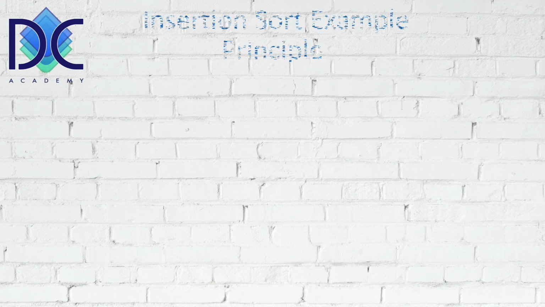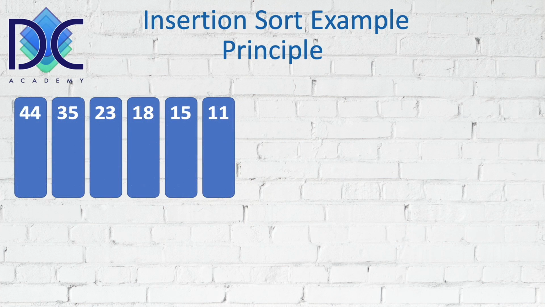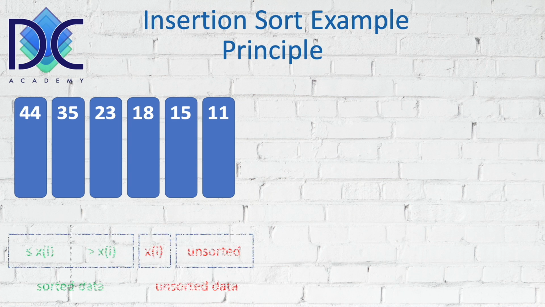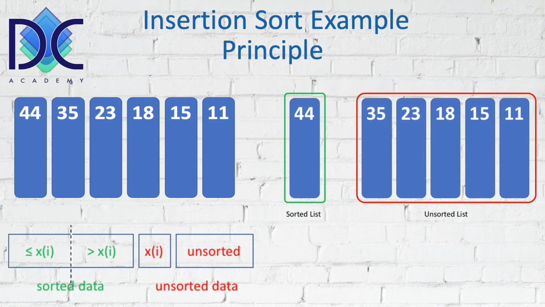Let's have a look at how this works as a principle. Basically, I have those numbers, and I have the sorted data on one side. I have a list in the middle, with smaller than x of y and larger than x of y, showing where we are putting the numbers. We have x of y, which we take from the unsorted list and integrate into the sorted data. Now, the sorted list when we start is very simple. The sorted list is only the number 44.